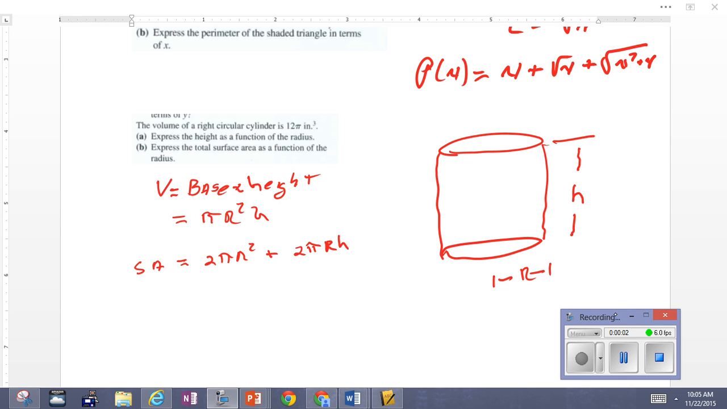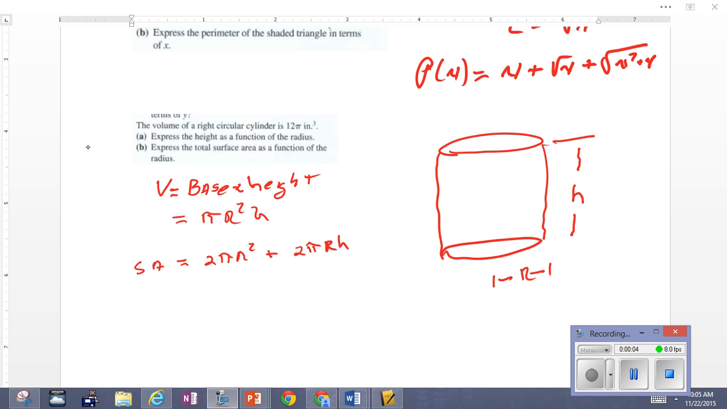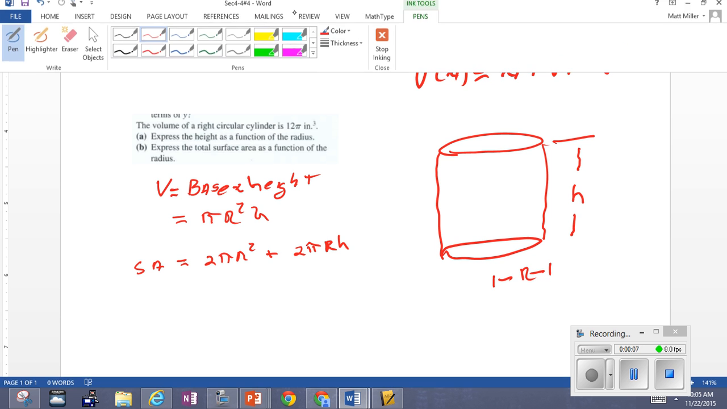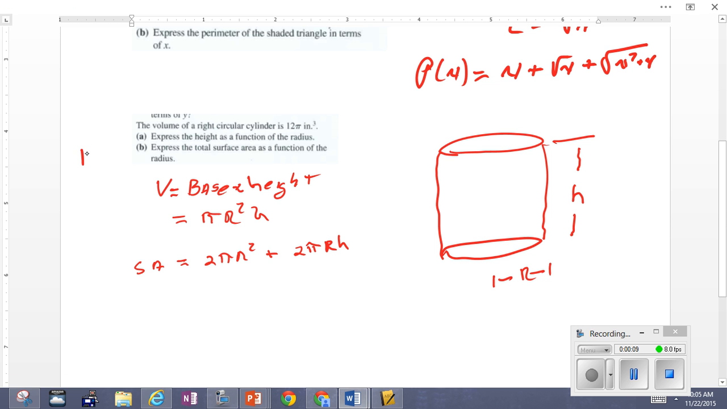So here we go with another problem. I think this is problem number 6 from section 4.4. Okay, so here we go. Number 6 refers to a right circular cylinder.